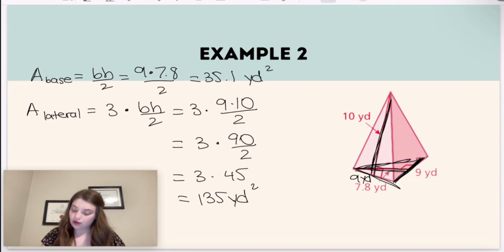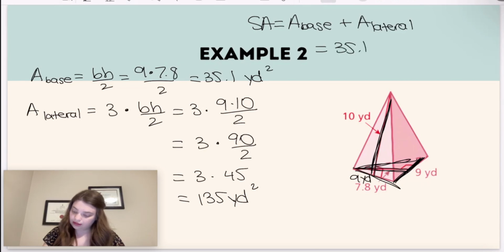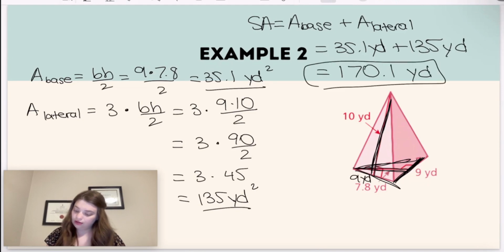So what is the overall surface area? Well, that's going to be equal to the area of the base plus the lateral area. And that's going to be equal to 35.1 yards, which we found here, plus 135 yards, which we found here. And that's going to add up to 170.1 yards. So overall, the overall surface area is 170.1 yards.